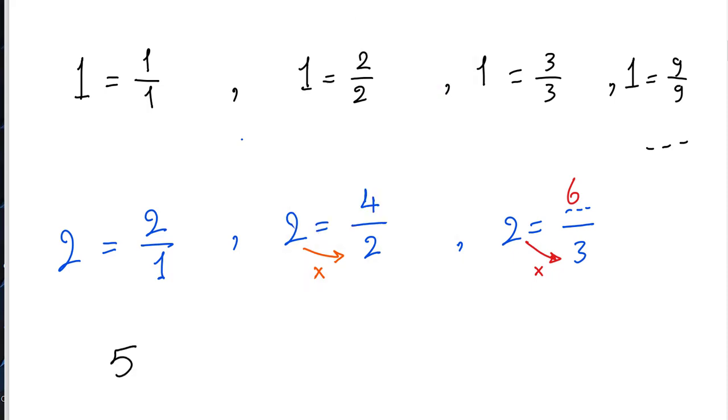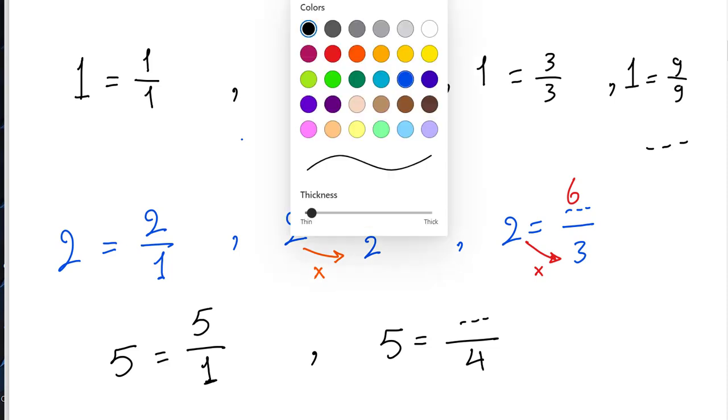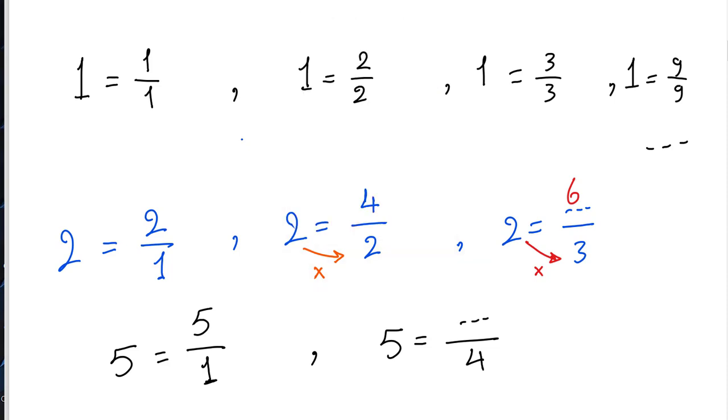5 equals, if I use denominator 1, what should I write in the top? 5. Great. Excellent. Okay. And the 5, if I use denominator 4. Excellent. Yes, we will multiply the 5 by the 4. We get 20/4 is equal to the whole 5.